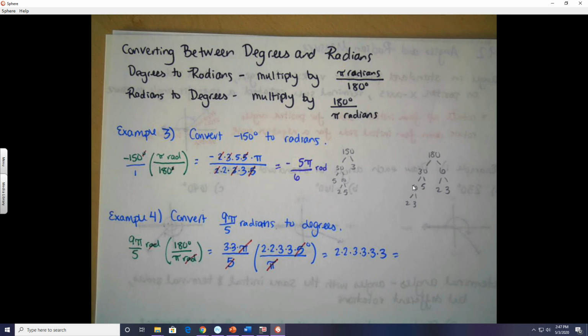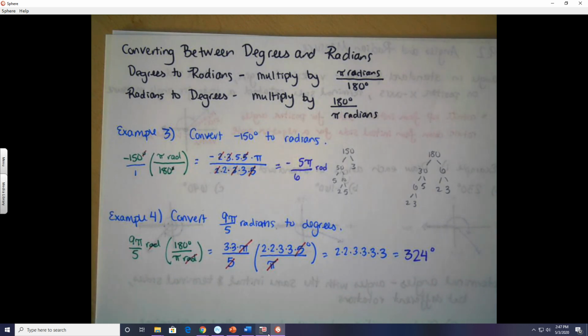And if you didn't have a calculator, we would just work our way through. 2 times 2 is 4. 4 times 3 is 12. 12 times 3 is 36. 36 times 3 is 108. And 108 times 3 is 324 degrees.